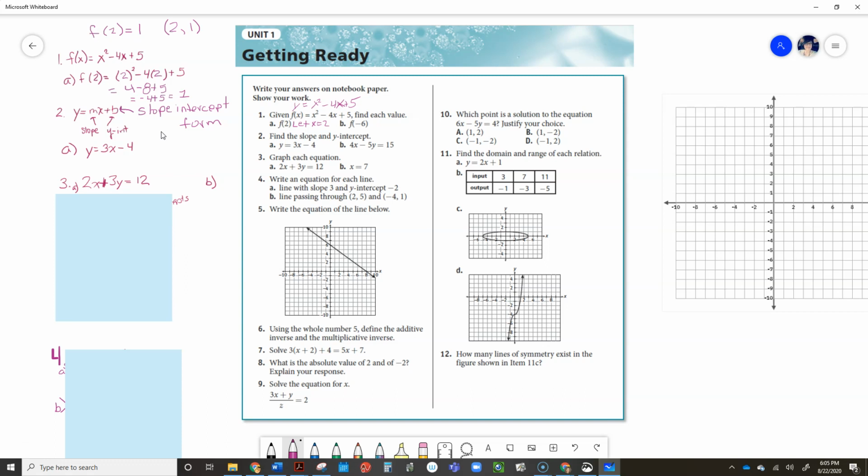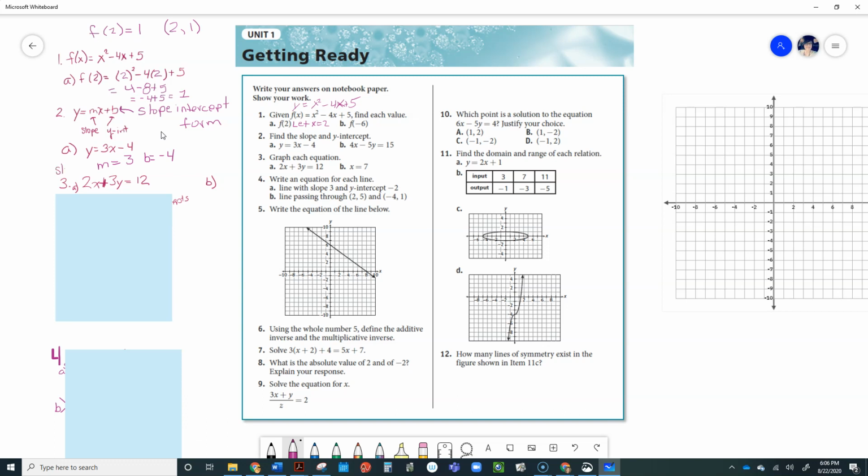So when they give you an equation in slope-intercept form, there's no math to do. You just simply look at it. And the slope is 3, and the y-intercept is -4. Now, can you answer m and b? Absolutely, because I know that m equals the slope.